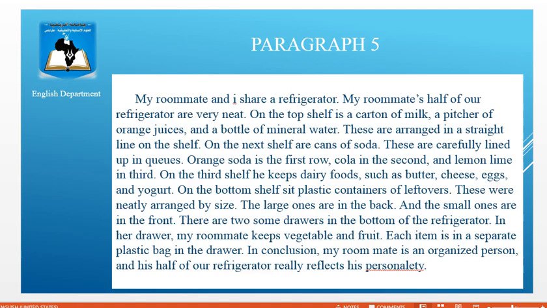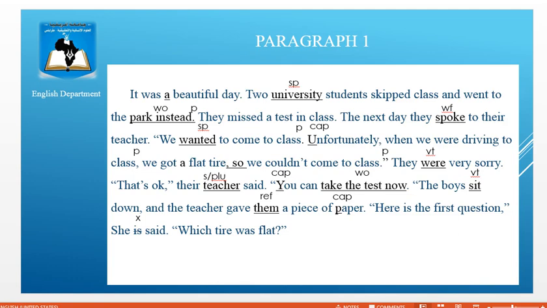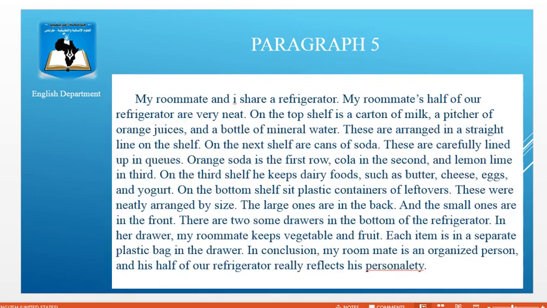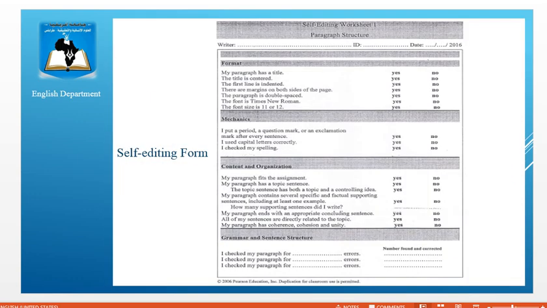I did the first one for you to show you how to edit and use the correcting or correction symbols, and then you can start with 4 exercises to practice. Now, if you want to be sure about the paragraph you are going to choose, you are going to use this form. This form will help you, and it's called the self-editing form.